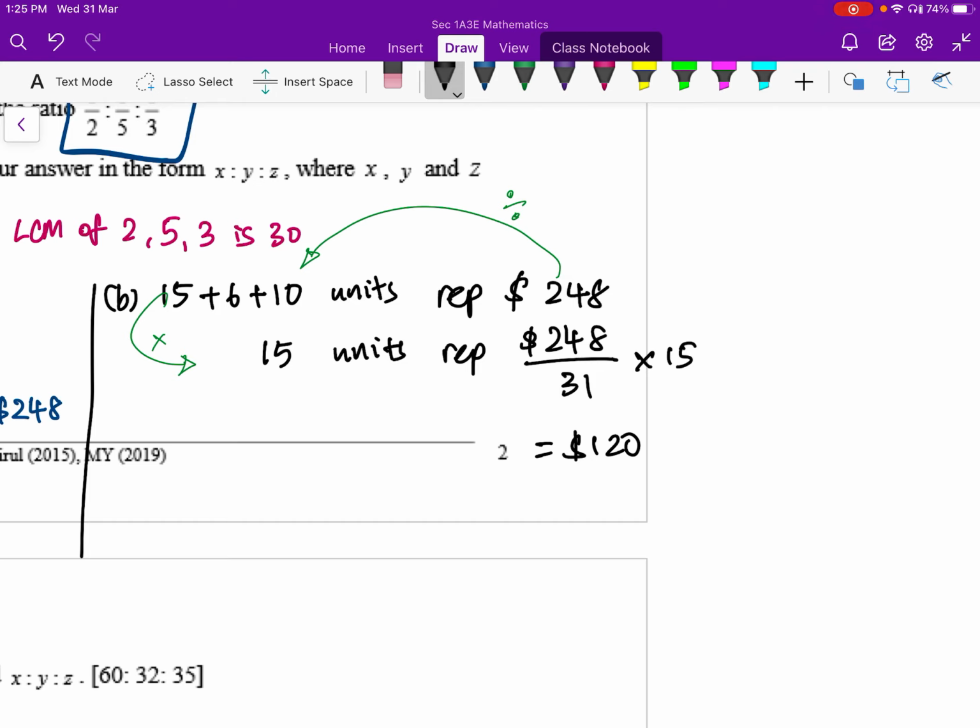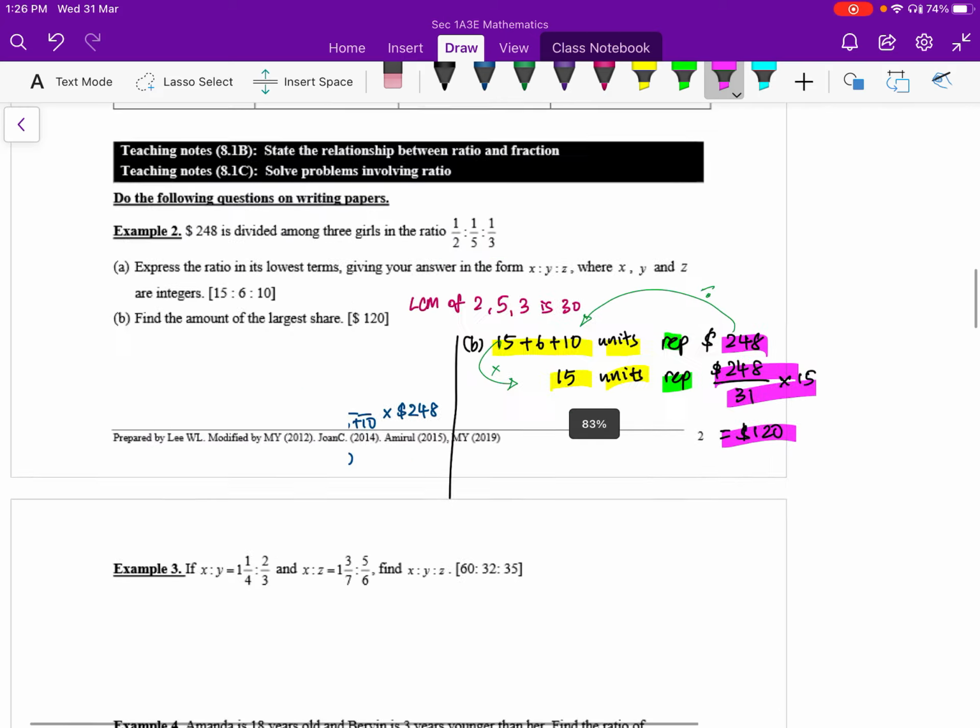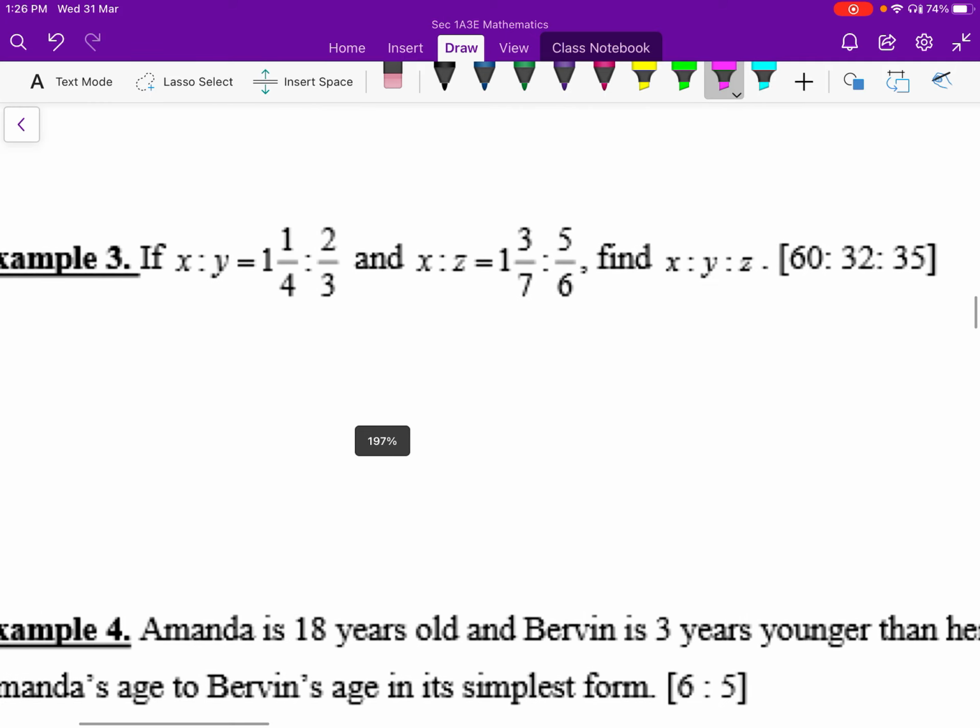Yeah, you can do that. 1 unit represents 248 divided by 31. Then after that, you're still going to have to multiply by 15. So we can skip that step if we have the following structure: the number of units represent the money. Then you always work this way, as long as it's a direct proportion. Any questions? Okay, then I think it's quite easy for you.